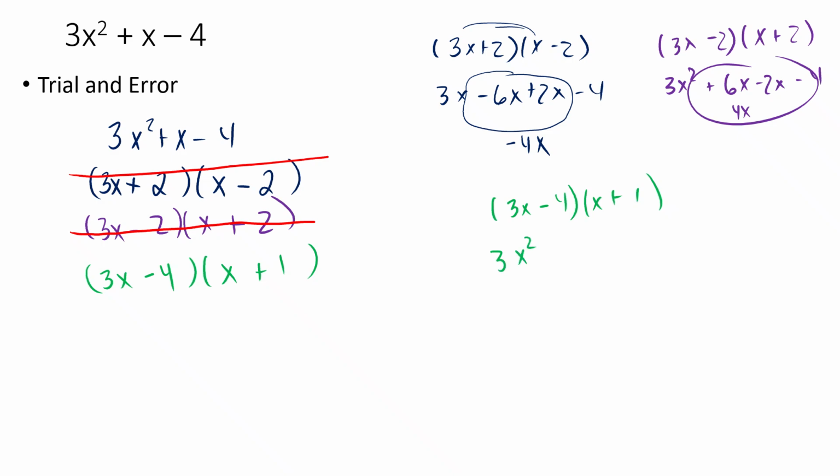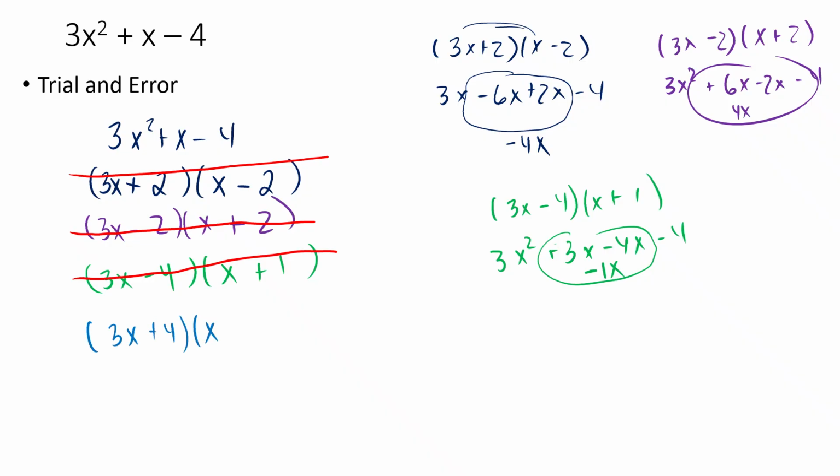So we get the 3x squared plus 3x minus 4x minus 4, looking at that middle term. And now I've got negative 1x. Well, I didn't want negative 1x. I wanted positive 1x. So that didn't work. But I have learned from doing a million of these that all I need to do is switch the signs around and I can get it right. And we could go check that one, but we know that that one works. And so that's how trial and error works.